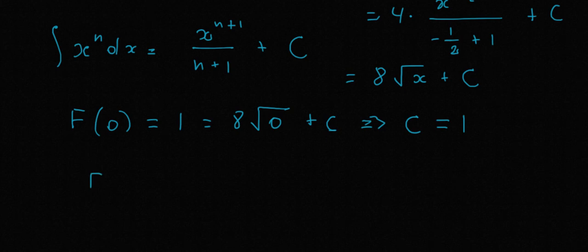Therefore, the formula for this antiderivative is F of x equals 8 square root of x plus 1.